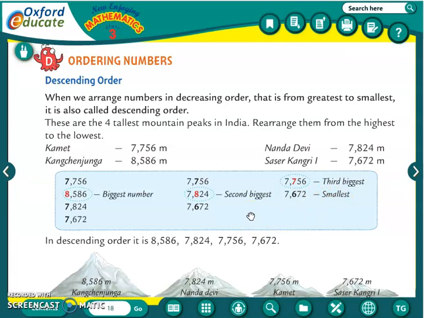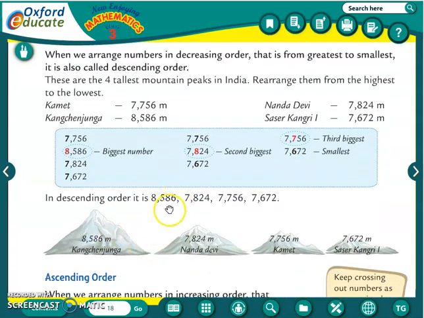So see, we have to arrange the numbers in descending order. We will start from greater number to smaller number, and firstly we have to see at the thousands place, afterward we will see at hundreds place, and then tens and ones. So in descending order it is 8586, then 7824, then 7756, and then at the last 7672.